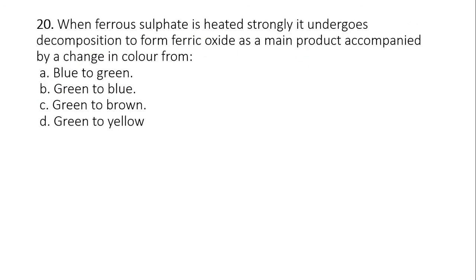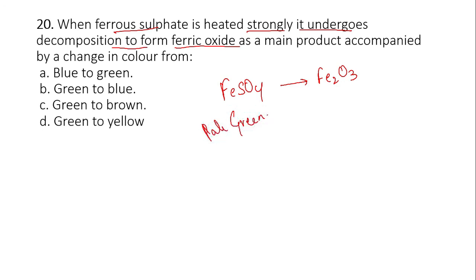Moving to the last question of the day, that is, when ferrous sulfate is heated strongly, it undergoes decomposition and forms ferric oxide. So what is ferrous sulfate? Ferrous sulfate is FeSO4 and it gets converted to Fe2O3. We all know that FeSO4 is pale green in color. So basically they are asking you about the change in color. So we are just going to see the change in color only, right? And Fe2O3 is somewhat brown in color, the color of your rust. So hence the conversion is from green to brown. So the correct option is option C.